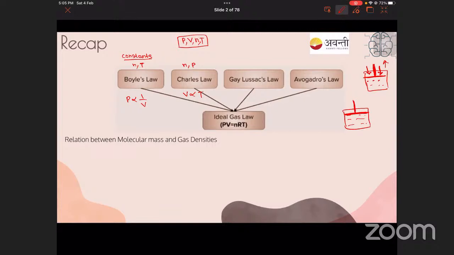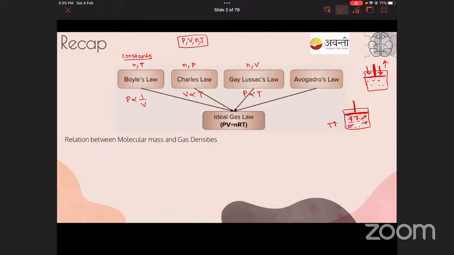Then, what are the constant variables in Gay-Lussac's law? Number of moles and volume are the constants. By keeping these two constant, we relate pressure and temperature. Here we have seen pressure is directly proportional to temperature. If you increase the temperature in the same container, with the piston fixed so the volume of the gas is constant, the collisions towards the surface will increase. If the collisions increase, the pressure of the gas will also increase.